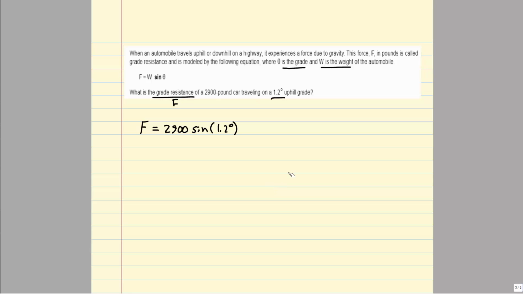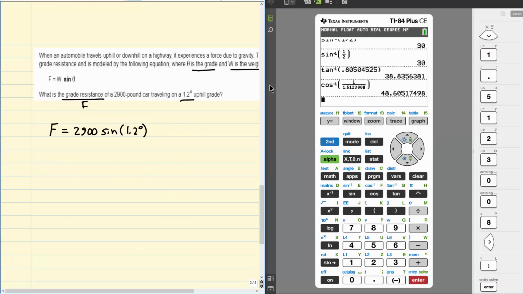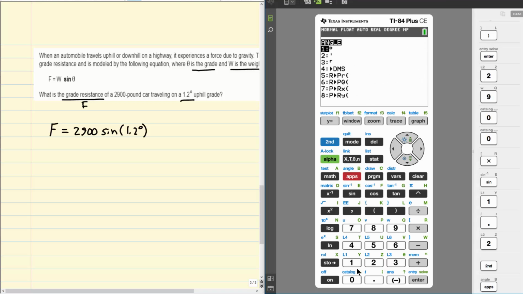So to solve this, to find the grade resistance, what we would do is plug this into the calculator. Now remember, make sure you look up here and you're in degree mode, and you'd have 2900 times the sine of 1.2 degrees. Now we can't just put 1.2. We need to make sure that we put in the degree symbol, because that way we make sure that we have the correct value back out. So let's go ahead and do second angle, and let's choose degree.